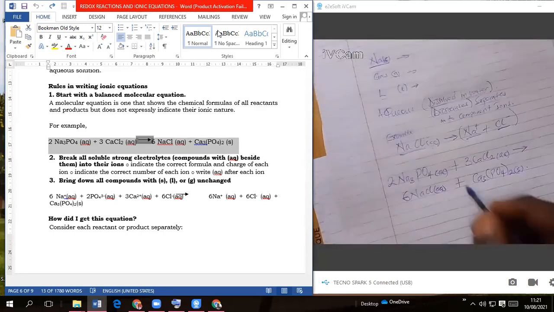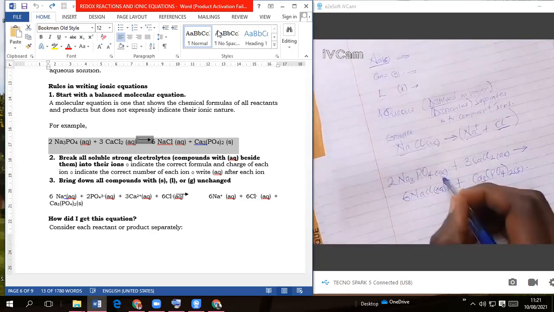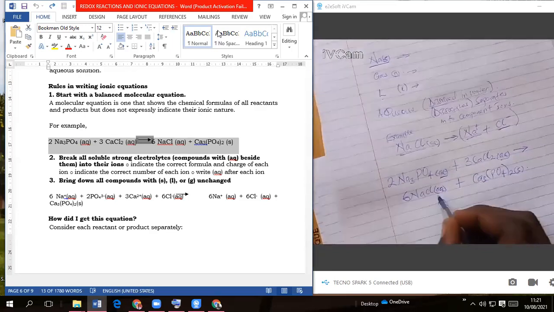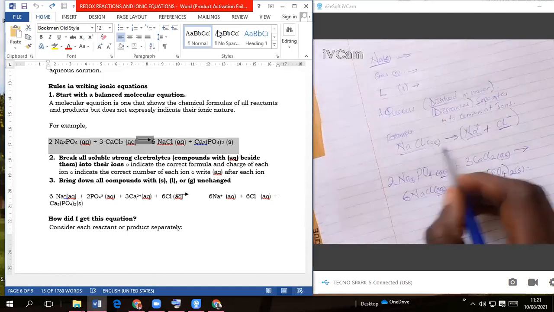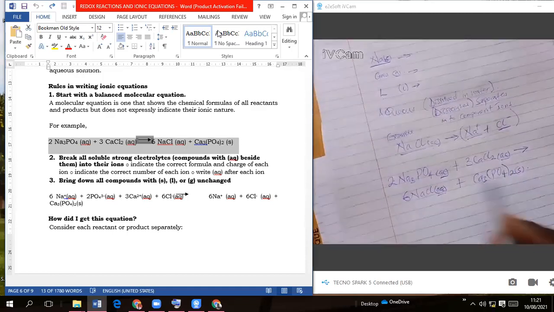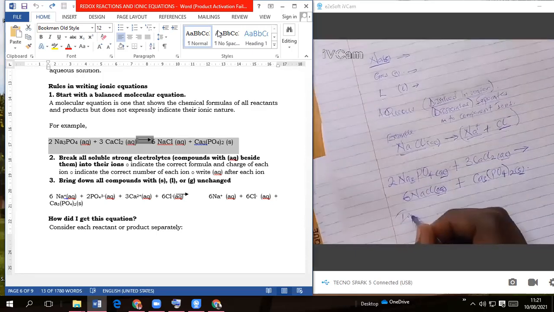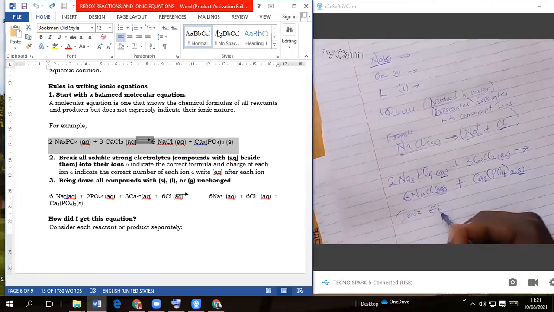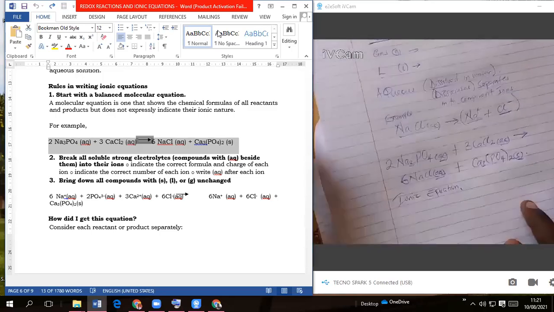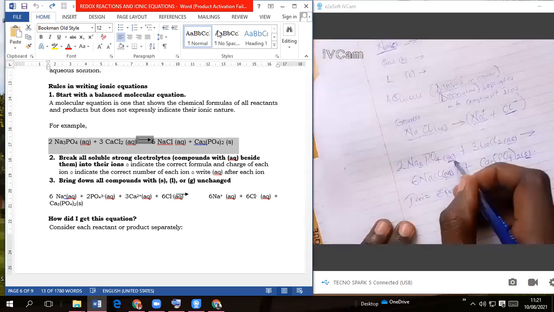Now check out where aqueous is. Where aqueous is, all those must give us ions. Whatever is a solid like this one is going to remain, since they want the ionic equation. At this stage, we are going to derive ions. Whatever is aqueous is going to dissociate.